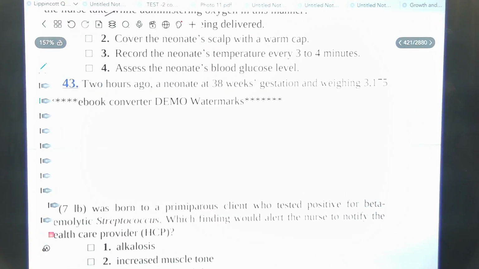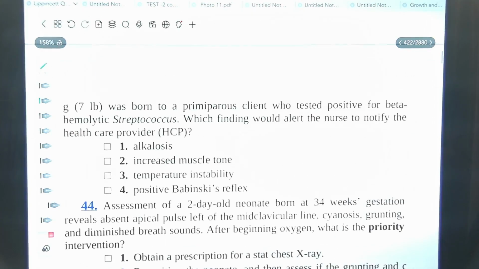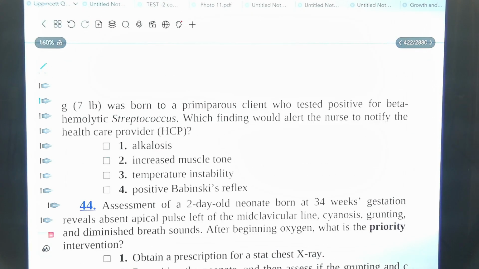Next question. 2 hours ago, a neonate at 38 weeks of gestation weighing 7 lb was born to a primiparous client who tested positive for beta hemolytic streptococcus. So the mother is infected. Which finding would alert the nurse to notify the HCP? The mother is infected and the bacteria can also transmit to the child. And if the baby's temperature is elevated, that is temperature instability, that may be indicative of sepsis or infection. So answer number 3 will be the correct response.